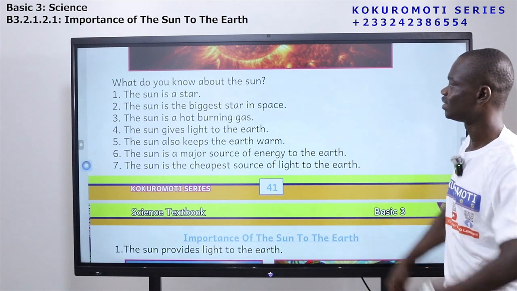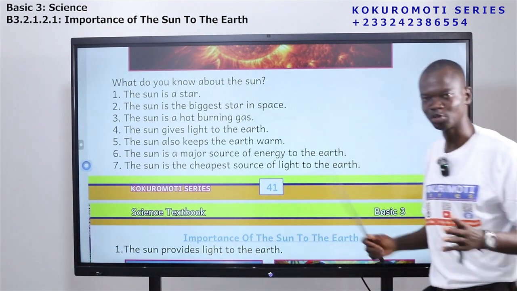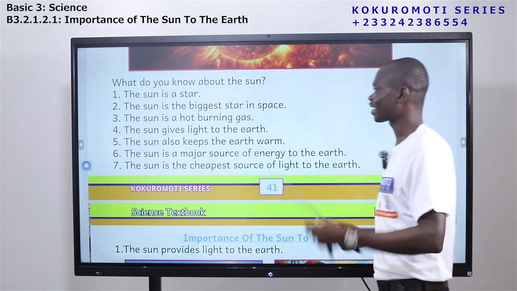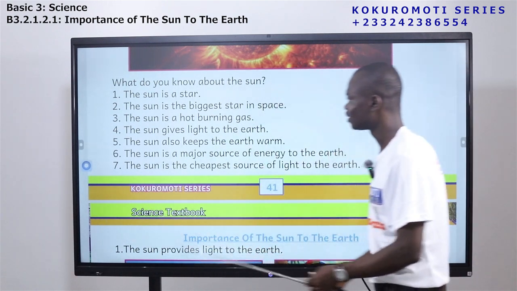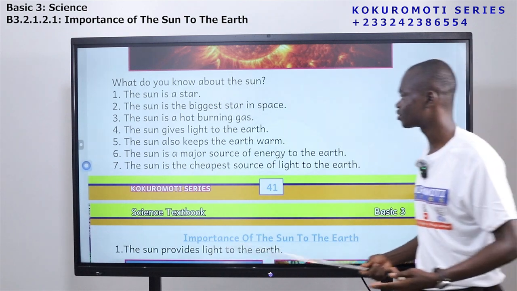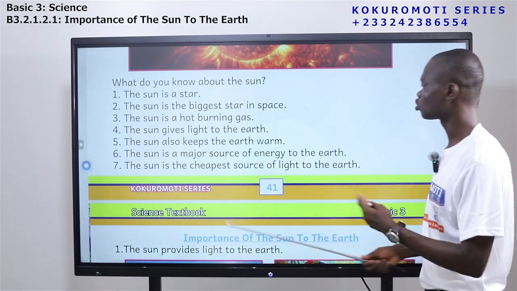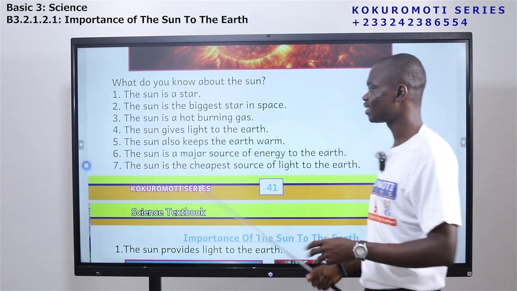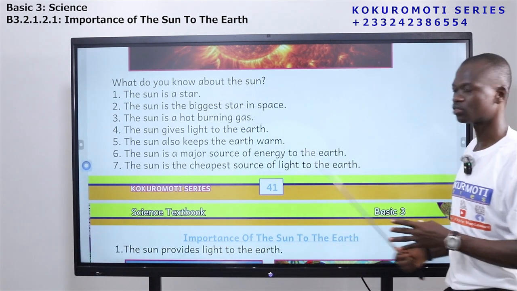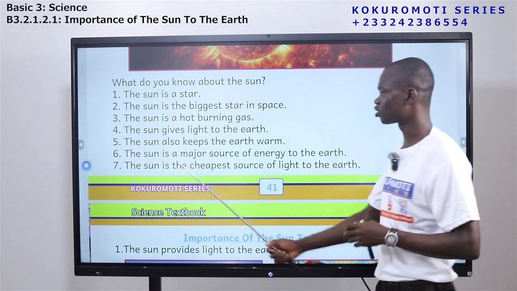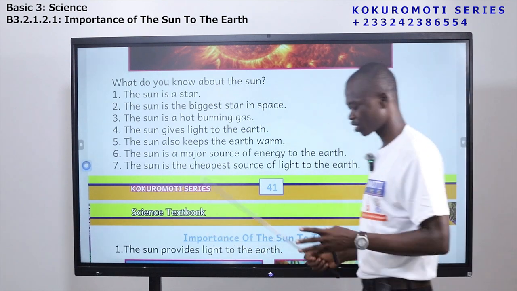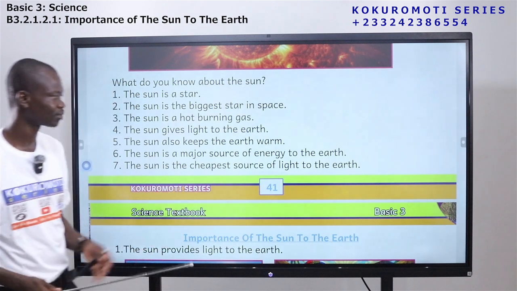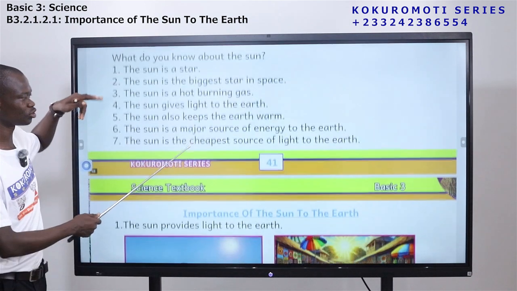The sun is a star. Two, it is the biggest star. Three, it's like a hot burning what? Gas. The sun gives the earth what? Light. It also keeps the earth warm. The sun is the major source of what? Energy to the planet Earth. And also the sun is the cheapest source of light, cheapest source of what? Heat. So these are the things that you should know about the sun.